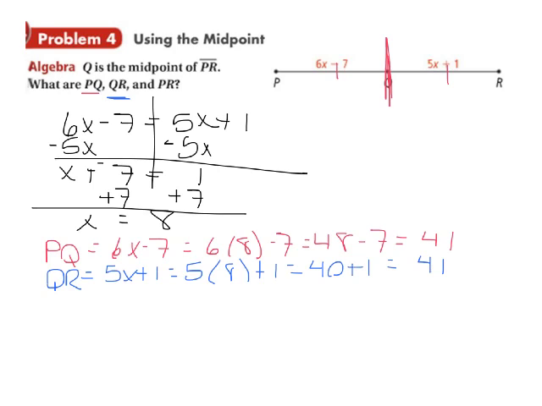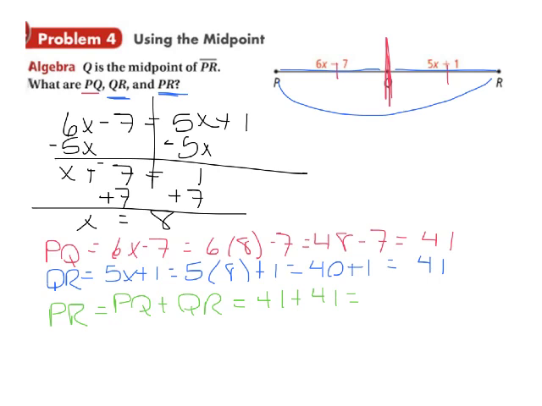So finally, to find PR, this is your segment addition postulate. We're going to add this segment PQ plus QR. So to find PR, you will have PQ plus QR, that's your segment addition, which is 41 plus 41, which equals 82. And you're done.